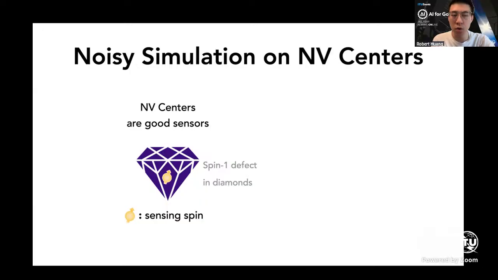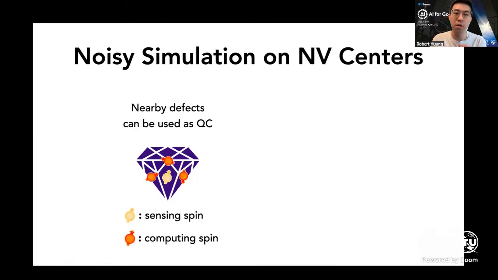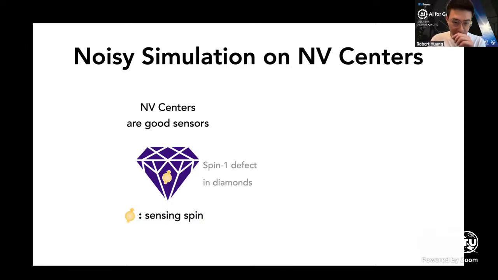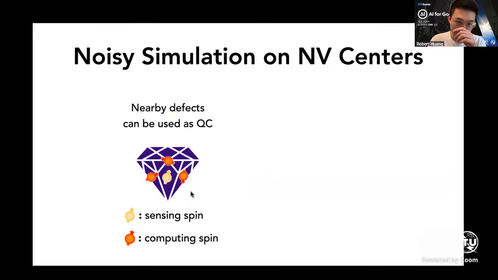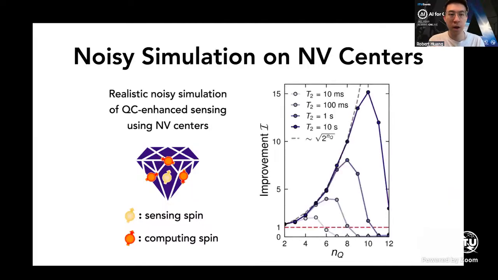analyzed theoretically, we have also done a noisy simulation using NV centers. Basically, we take this diamond and consider the defects in the diamond, and they're known to be very good sensors. And furthermore, there are nearby defects that we can use as a quantum computer. So we can use the spin-1 defect in the diamond as the sensing spin, and use the nearby other type of defect as a quantum computer to implement this protocol. And in a realistic physical simulation, we were able to show that under various types of realistic noise, we were able to achieve these new quantum advantages over traditional classical computer controlled quantum sensing procedure.